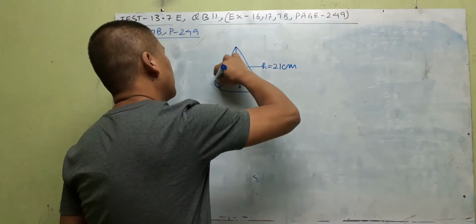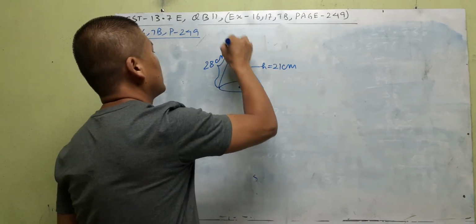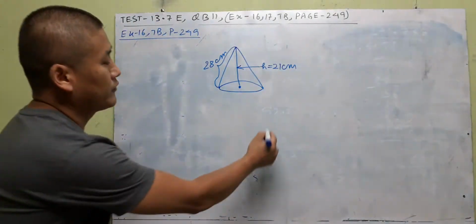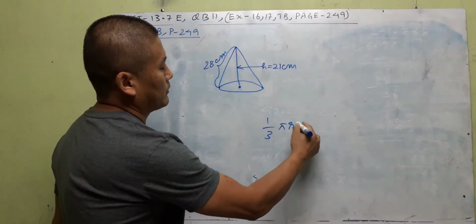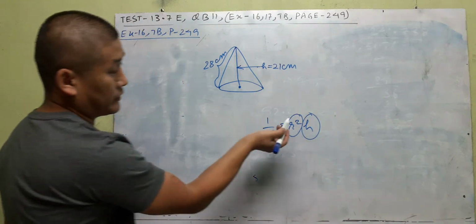And the slant height from here to here is given as 28 centimeter. With this, we have to find the volume. And we know the volume formula of a cone is 1 by 3 pi r squared h. So we'll need r and h. H is already there, we need r.